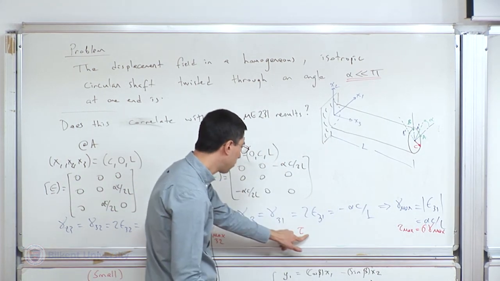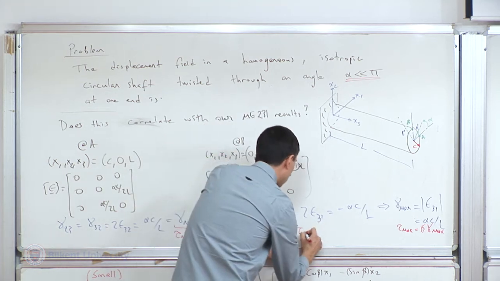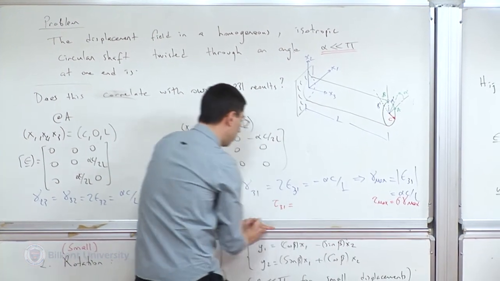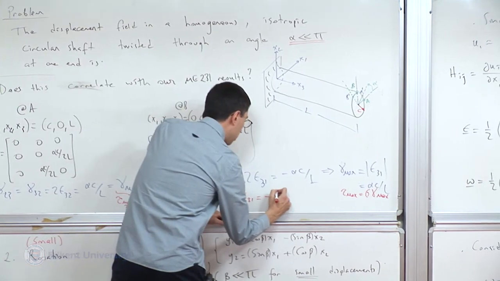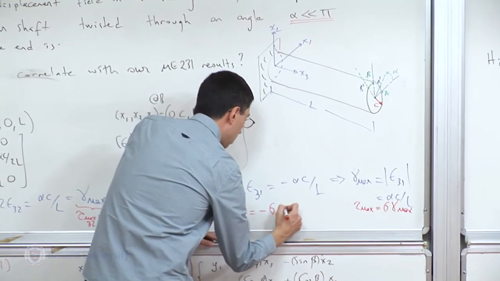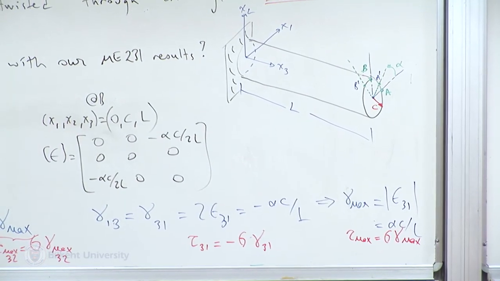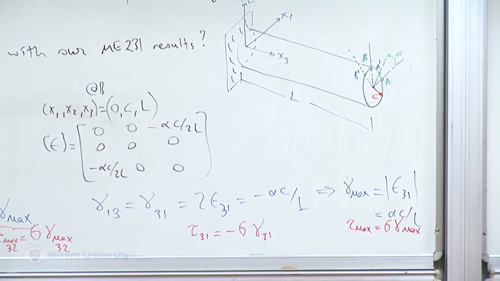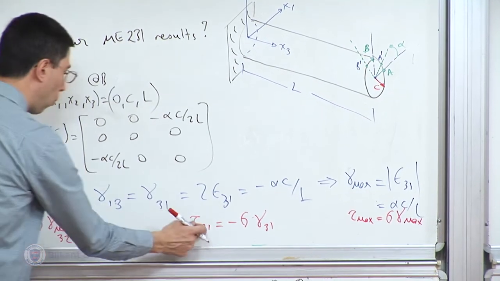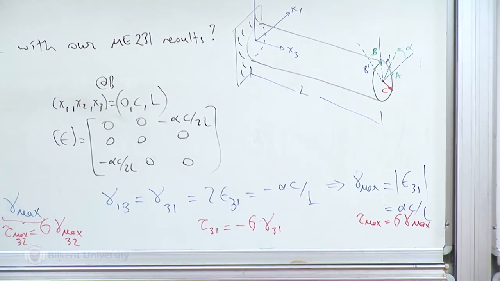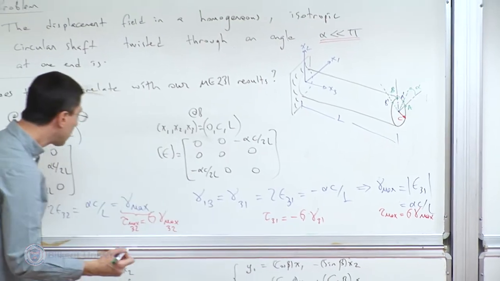And the component that we are particularly talking about is 3,1. So tau 3,1 is minus G gamma 3,1. Okay, that's the explicit expression for the shear stress with the sign and with the particular exponent. So what does the sign indicate?